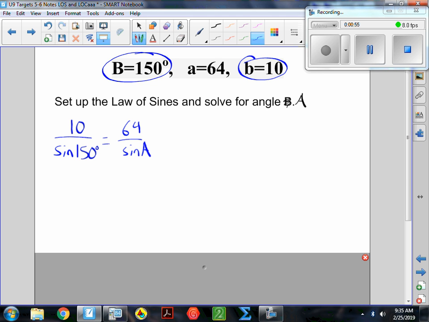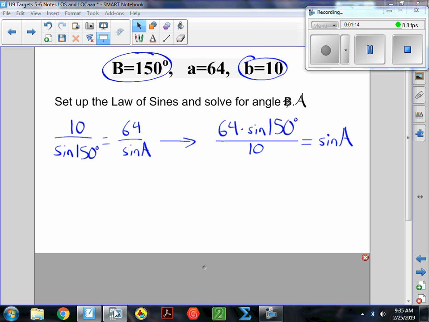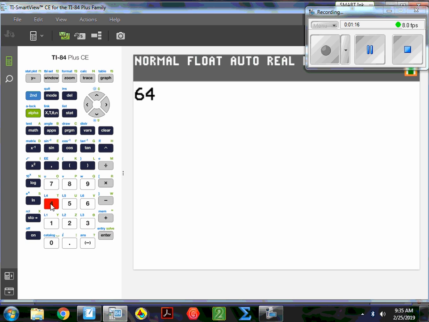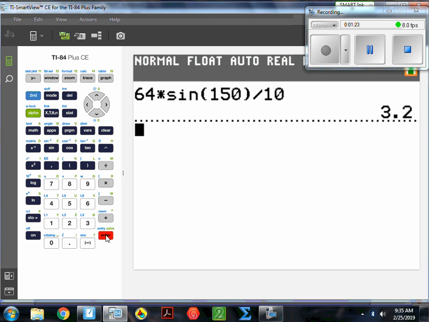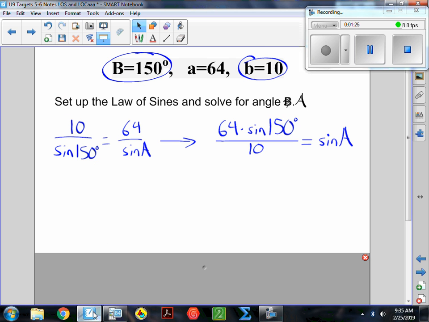So after cross multiplying and working that out, this equation is going to lead to 64 times the sine of 150 degrees divided by 10, and that will equal sine A. So 64 sine 150 divided by 10. 64 times the sine of 150. Make sure I close my parentheses. Divide by 10. I'm going to get 3.2. So sine A is equal to 3.2.